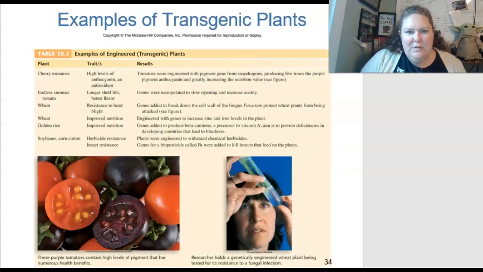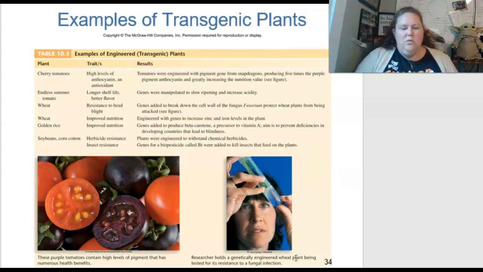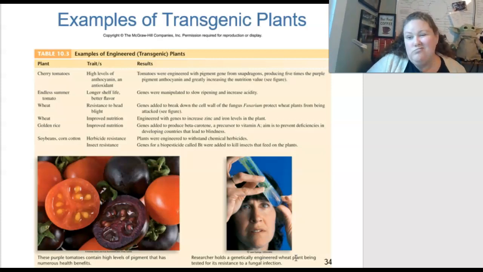So here are some examples of transgenic plants, and this is in figure 10.3. We have cherry tomatoes, wheat, rice, soybeans, watermelons. You can engineer for just about anything that you want these days.